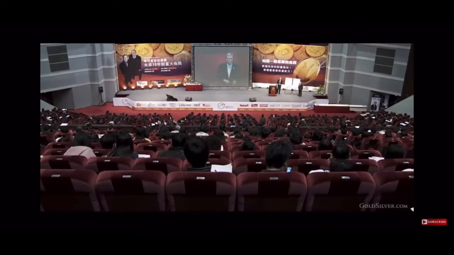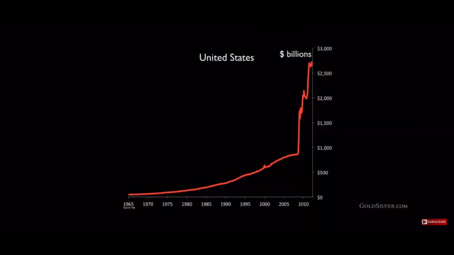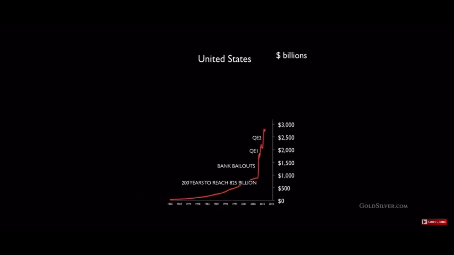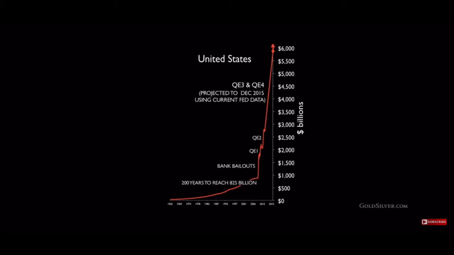A lot of people think that they're going to be okay in their country, that it's only going to happen to the United States or maybe the United States and Europe. But what they don't realize is that this is a global phenomenon. I got to show you something here. This is base currency in the United States. This is the number of paper dollars that exist, basically. It took 200 years to go from no dollars in existence to 825 billion. And then we had the bailouts, and then we had QE1, quantitative easing 1, then QE2, and then we had QE3, and then QE4, and then soon we're going to have QE57 and QE382.